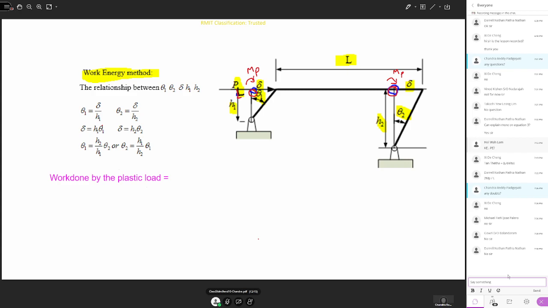So work is nothing but the force multiplied by the perpendicular distance. You can just say this PL, then what will be the displacement caused by this PL, the plastic load? The displacement is delta here. So the work done is simply PL into delta.